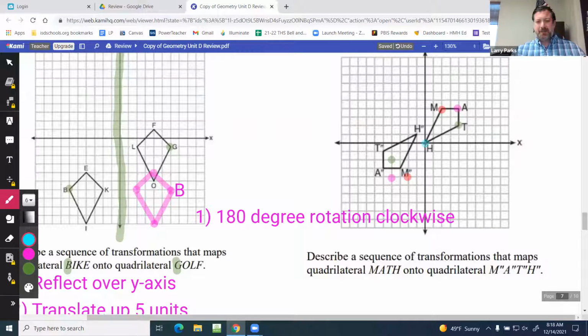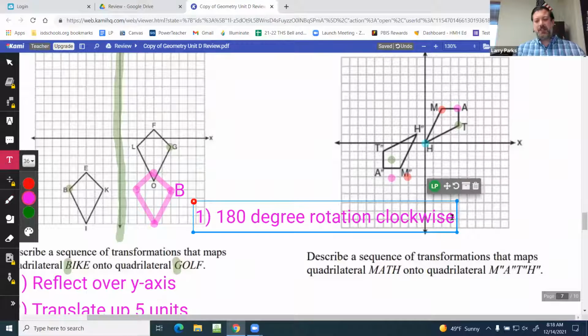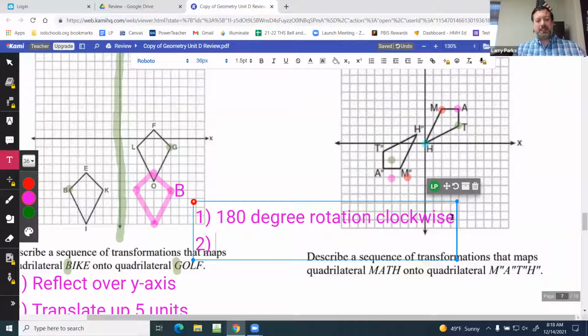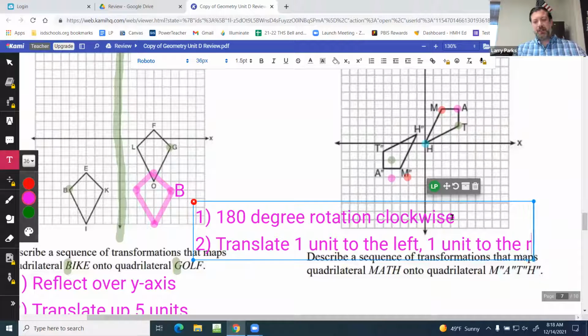So it looks like all I need to do now is move it up 1, left 1, up 1, left 1, up 1, left 1. So my second translation would be translate 1 unit to the left and 1 unit up.